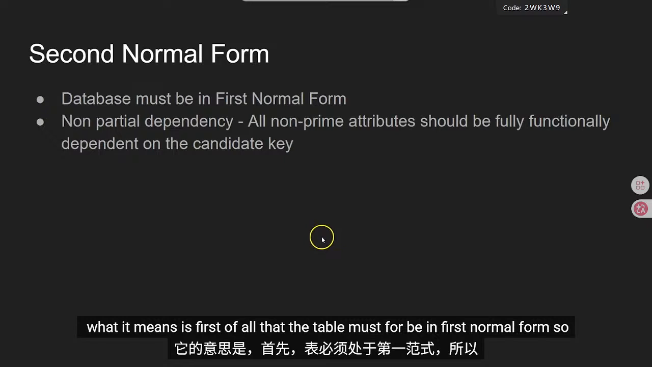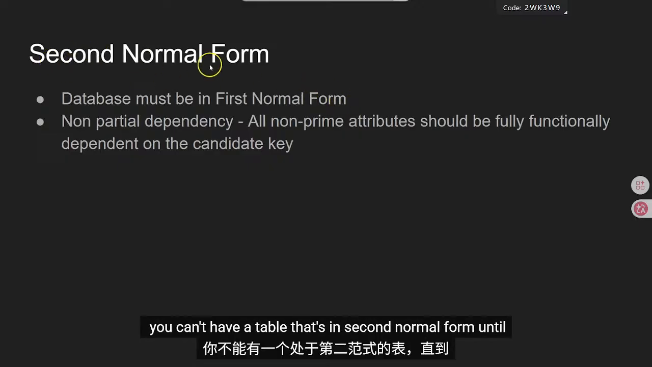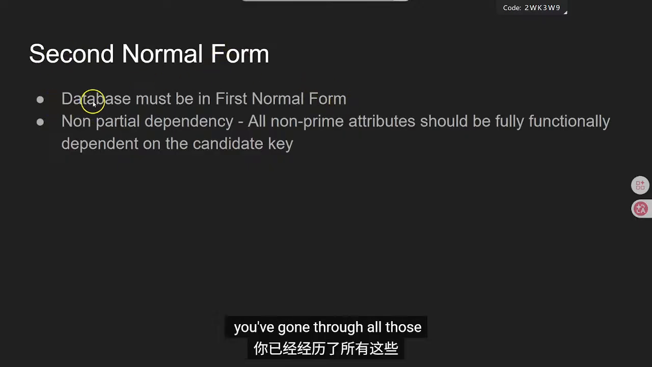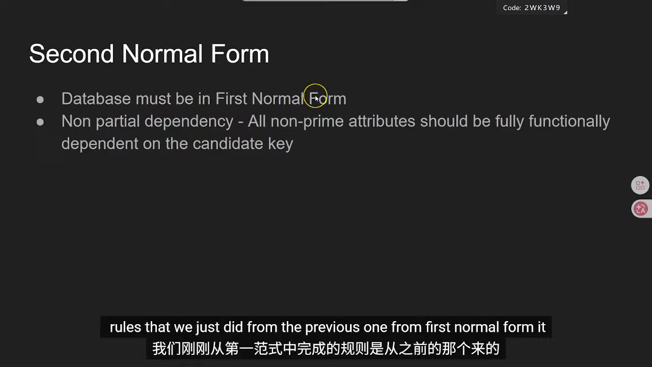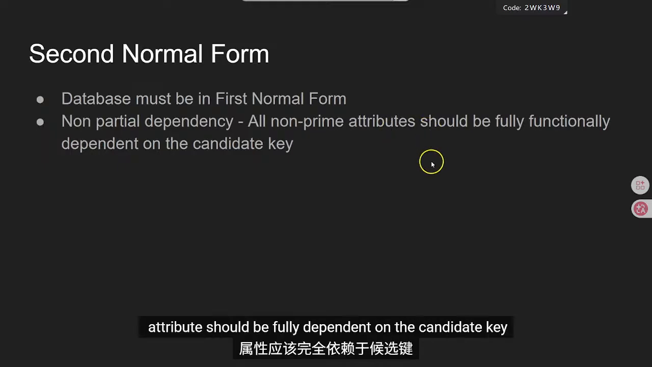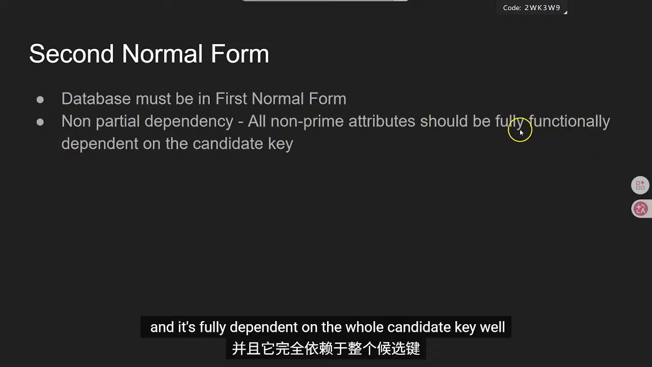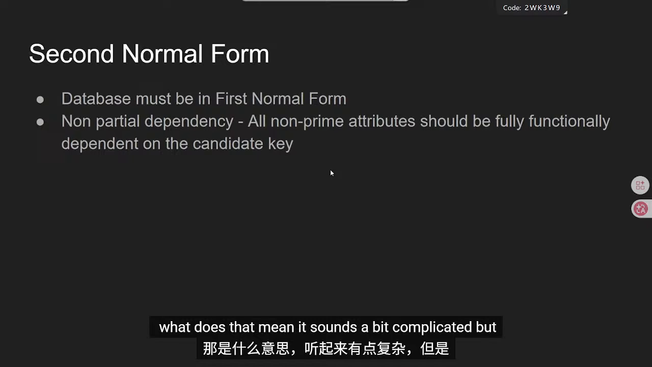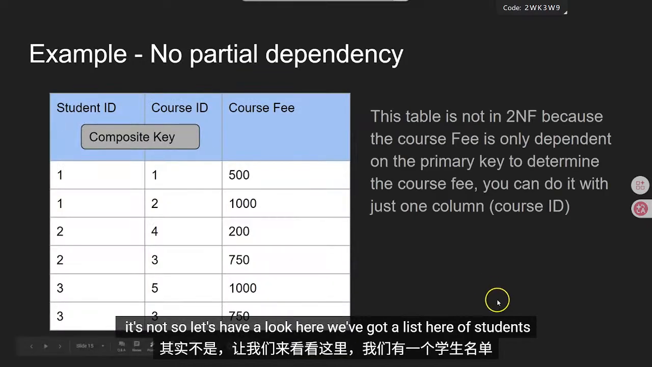Well, what it means is, first of all, that the table must first be in first normal form. So you can't have a table that's in second normal form until you've gone through all those rules that we just did from the previous one, from first normal form. It must do those first, and then all non-prime attributes should be fully dependent on the candidate key, fully dependent on the whole candidate key. Well, what does that mean? It sounds a bit complicated, but it's not. So let's have a look here.